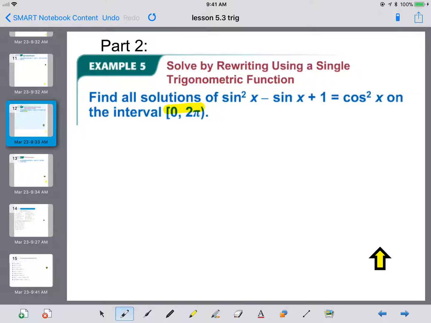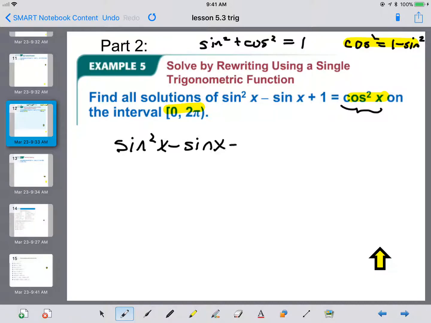Now, in this particular case, we have multiple trig functions showing up. We've got sines and cosines. But we know a fact about cosine squared. If you recall, we know that sine squared plus cosine squared is equal to 1. And if we rearrange that, we know that cosine squared is 1 minus sine squared. So to make the solving process easier on us, let's take out cosine squared and replace it with its equivalent, 1 minus sine squared. Now the reason we do that is so that the only trig functions in our problem are sines.